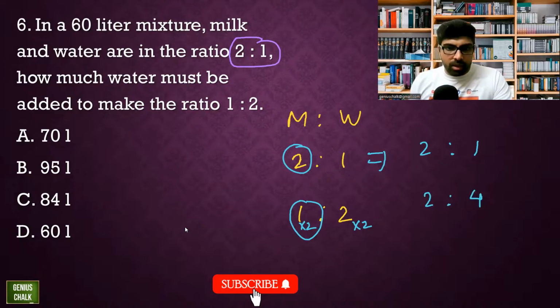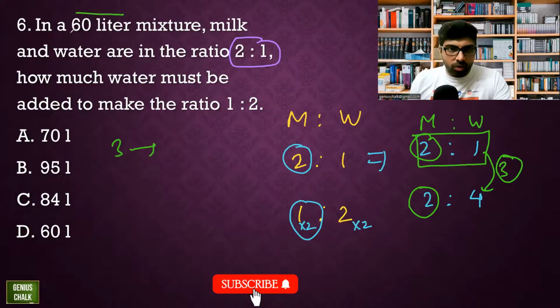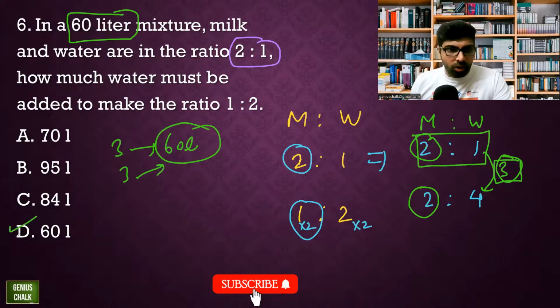Right? If this is the case, then this milk is the same. This milk is the same. Water is 3 units. Okay, water is 3 units. So 3 units we have to find. Now what is the total here? 2 plus 1, 3. So 3 units is actually equal to 60 liter mixture. And here also we have added 3 units only. So the answer also will be the same, as we have to find also the value of 3 units. That is option D, 60 liters.